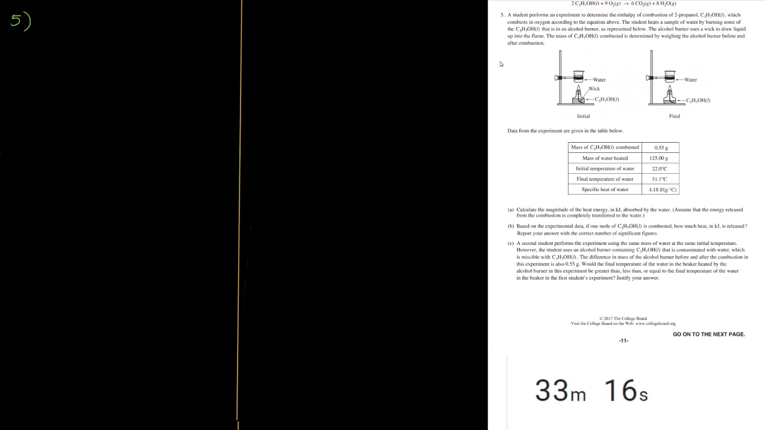A student performs an experiment to determine the enthalpy of combustion of propanol, which combusts in oxygen according to the equation above. The student heats a sample of water by burning some of it in an alcohol burner as represented below. The alcohol burner uses a wick to draw liquid up into the flame. The mass combusted is determined by weighing the alcohol burner before and after combustion. Okay, cool. Maybe we will need this equation, so let's leave it up there for now.